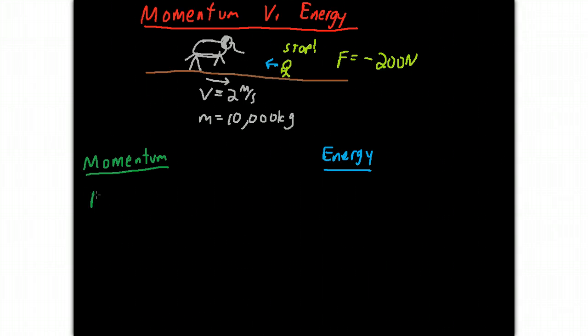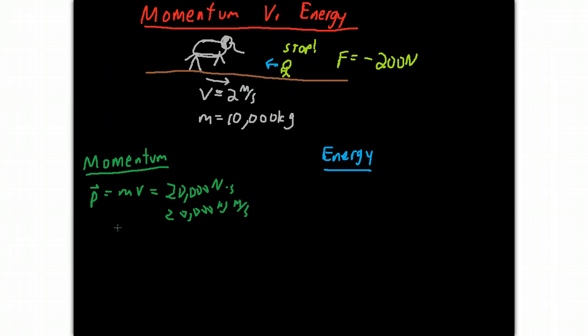The momentum of the elephant is pretty simple to calculate. We just do the mass of the elephant times v, which in this case will be 20,000 newton seconds, or 20,000 kilogram meters per second. Okay, so that's a lot of momentum.